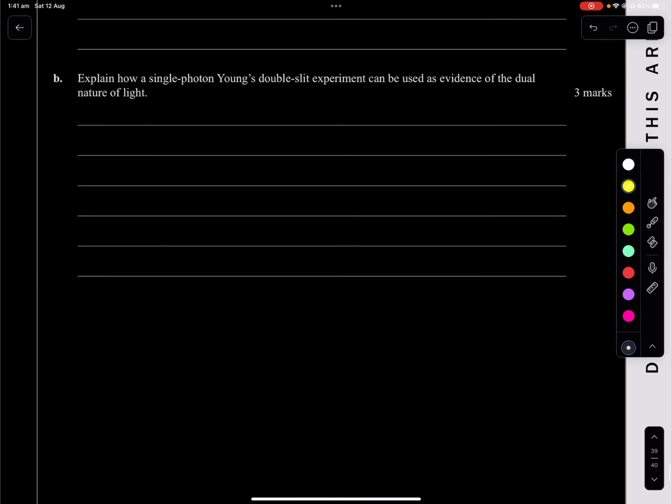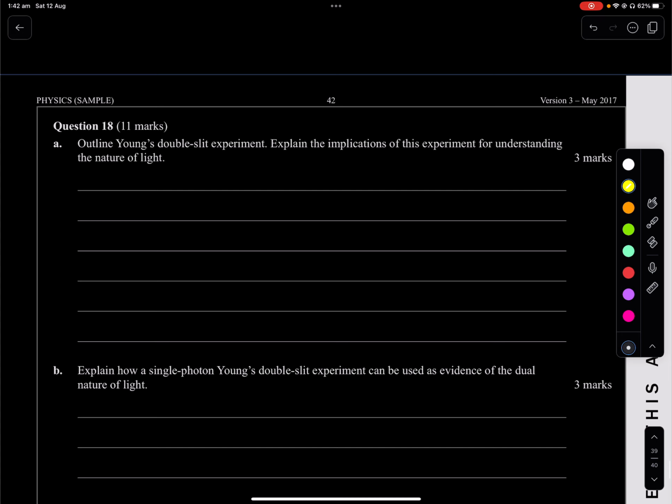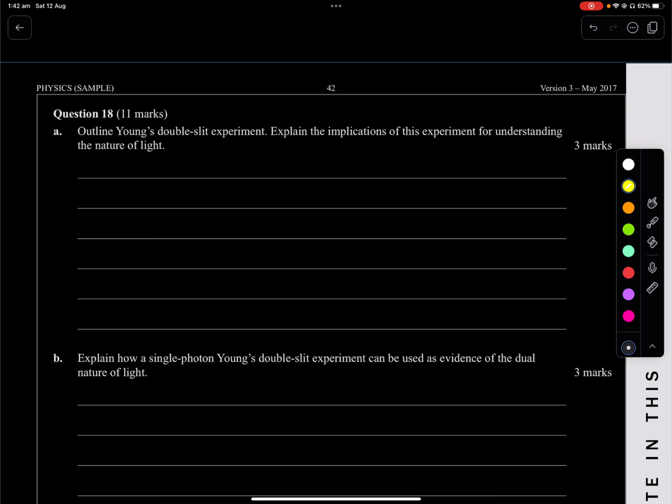Okay, we're nearly done. Young's double slit experiment. Explain the implications of this experiment for the understanding. This should be in your summary sheet. I've made sure everyone in my tutoring class has these kinds of questions because they always repeat every year. So if you look at your summary sheet, I'm looking at mine right now. I'm just going to write these dot points.